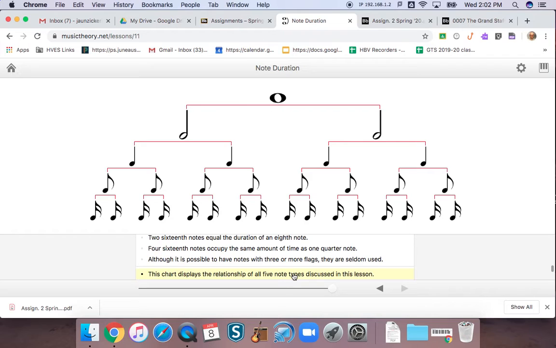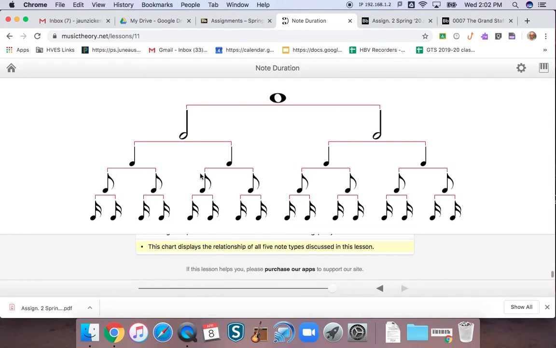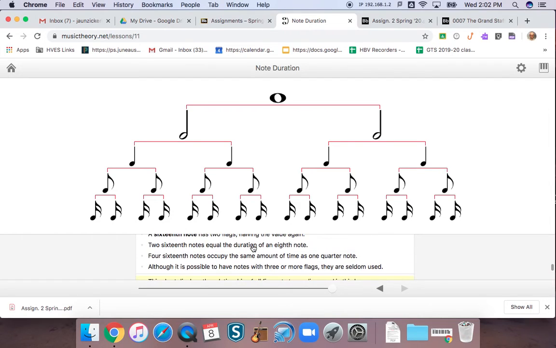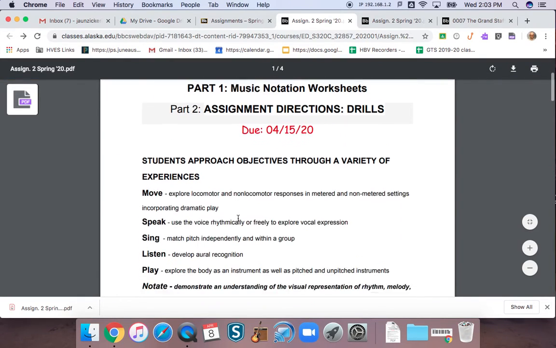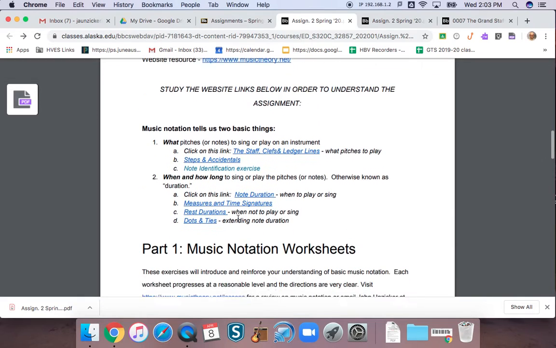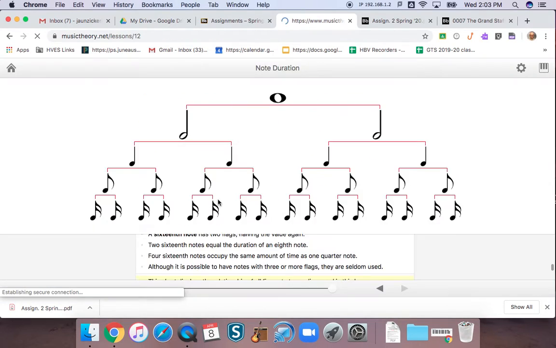So that's what musicians and music teachers think about in their mind's eye. All right, and that's our system of note duration, how long a note goes. If a note is drawn in this way, it doesn't tell us what pitch to play, it tells us how long to let it last. That's the system. Pretty cool. Okay, back to the assignment. And the next link: measures and time signatures.